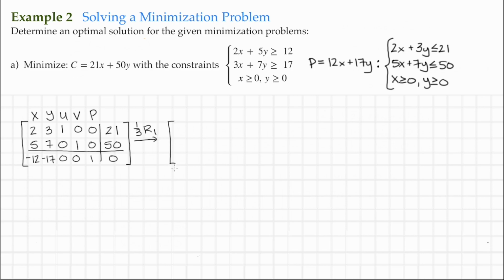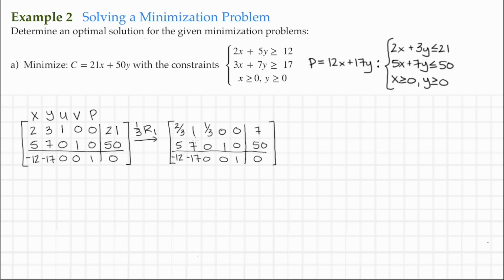Put in our bracket. 2 times 1/3, that's 2/3. 3 times 1/3, that's 1. 1 times 1/3, 1/3. Then we have 0, 0. Put in our vertical line. 21 times 1/3, that is 7. Close off our matrix. And then we just bring over the rest. Put in our horizontal line. There we go.